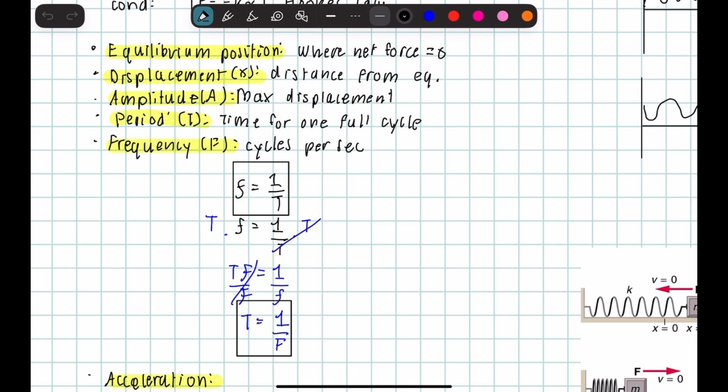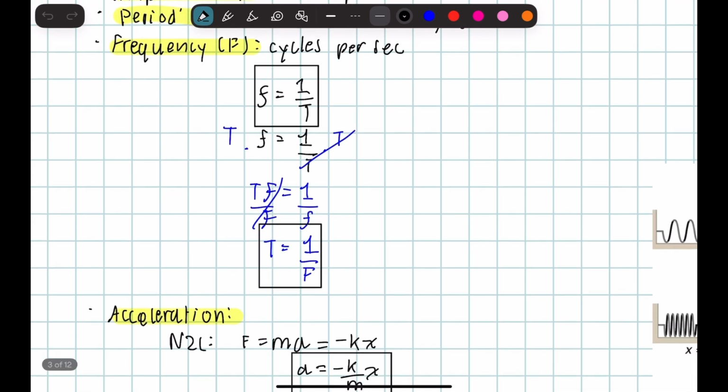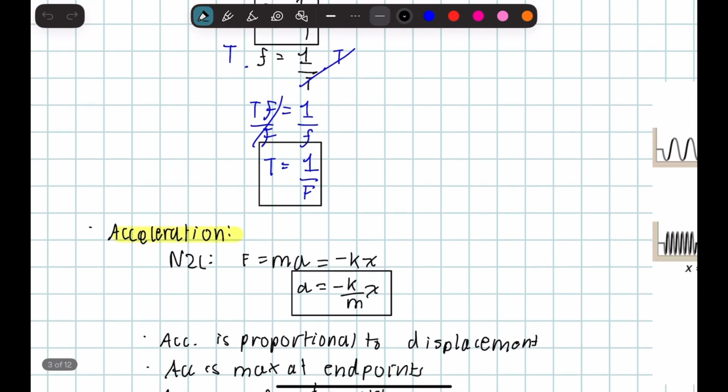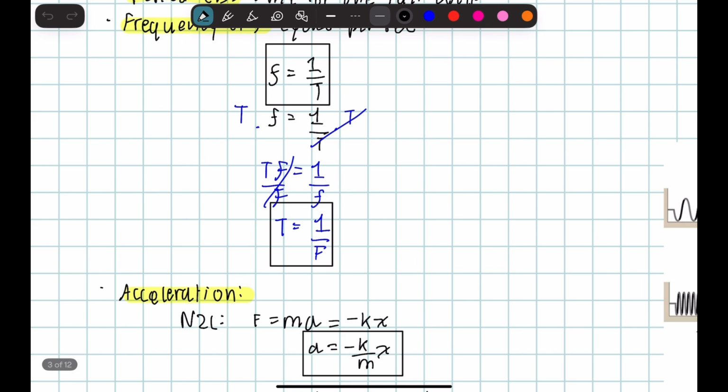Now, if we want to find the formula for period, we multiply both sides by t, and then the t cancels out on the right, and then divide both sides by f, and then you have t is equal to 1 over f. Your period is equal to 1 over the frequency. So these are about the same. You just swap the f and the t.